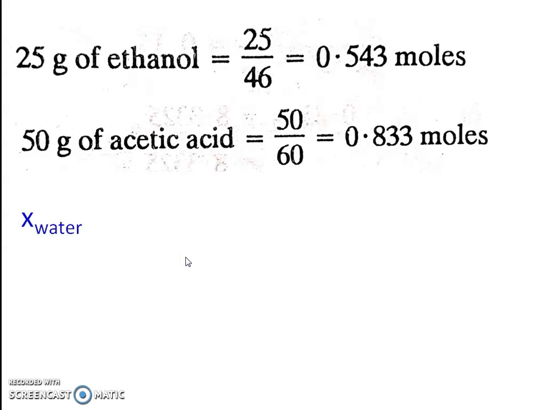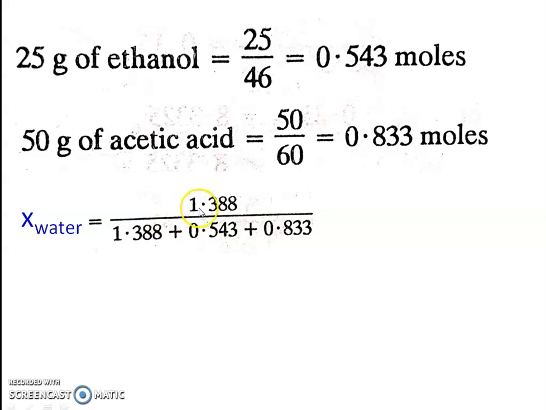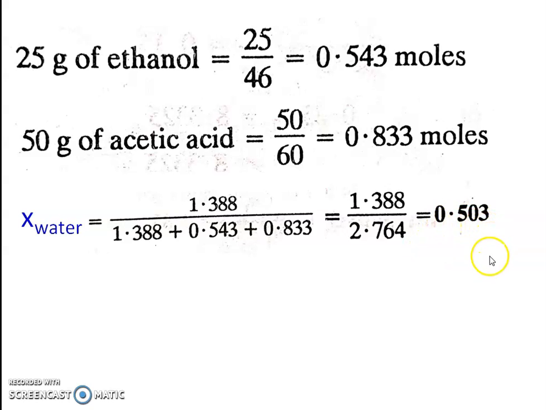Now the mole fraction of water is equal to the number of moles of water upon the total number of moles of all the components, that is water, ethanol and acetic acid. The number of moles of water is 1.388, and the sum of the moles of all the components is 1.388 plus 0.543, this is for ethanol, plus 0.833, this is for acetic acid. When we solve this, it comes 0.503. This is the mole fraction for water.